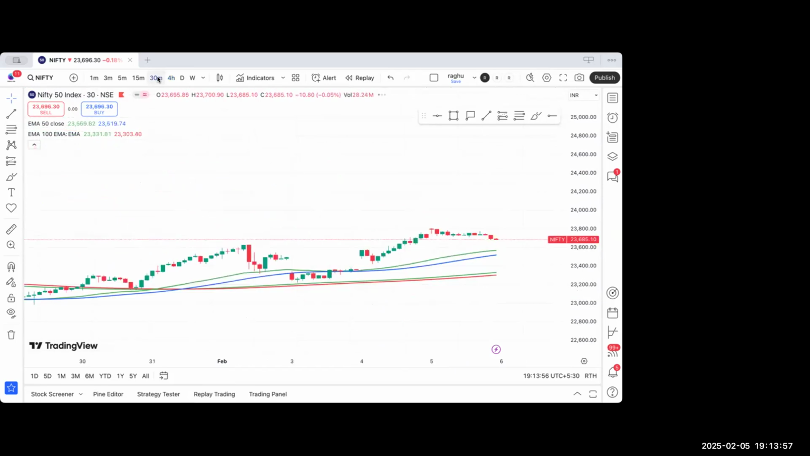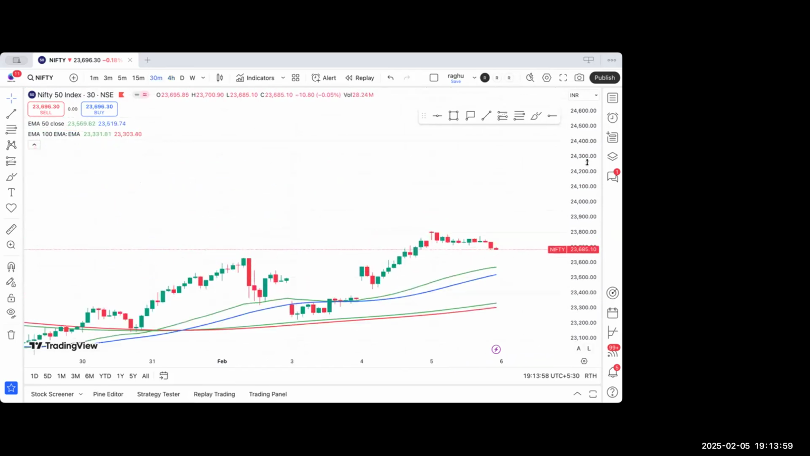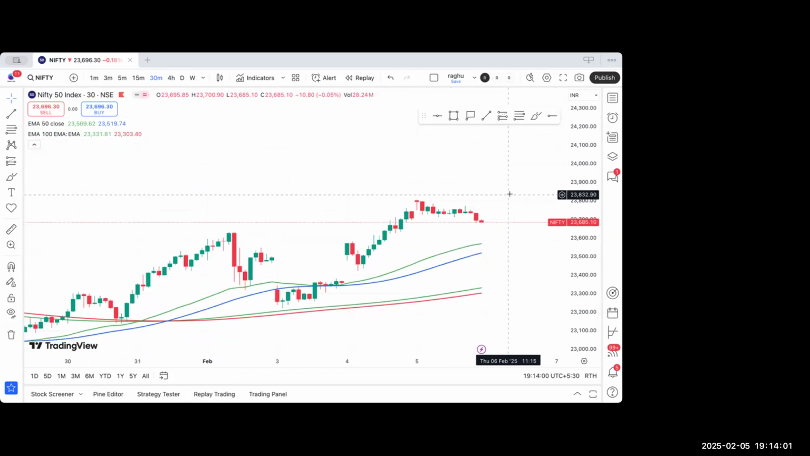Let me open 30 minutes time frame with the same EMA. Now in a 30 minutes time frame, this is again yesterday's candle, which is trading above 50. Moving average 100 is here. And you got an amazing setup for the positional trading.